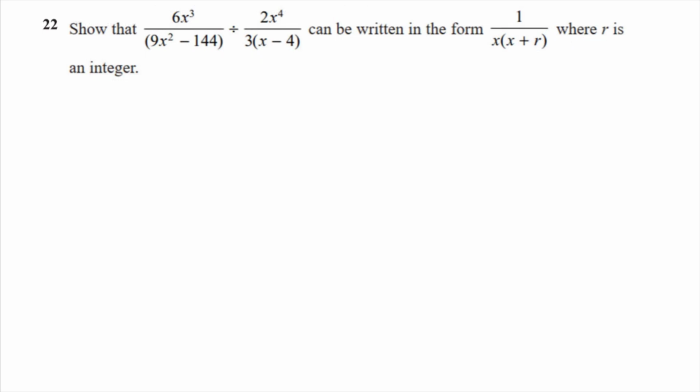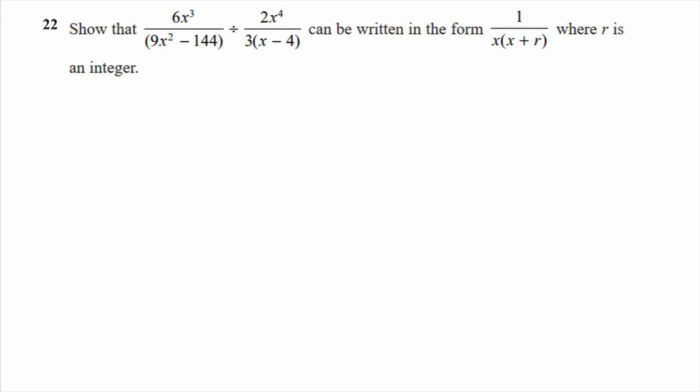Okay. Question 22, show that that horrible looking fraction divided by that other horrible looking fraction can be written in the lovely form 1 over x plus r, where r is an integer. Okay, so we've got to do some work with algebraic fractions here.